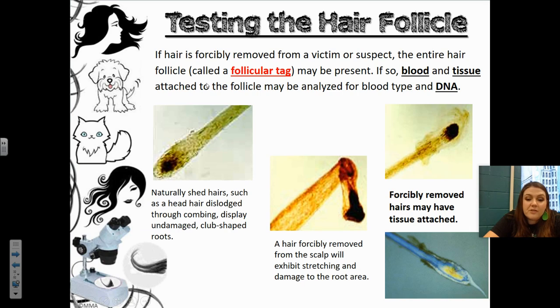Testing the hair follicle. This is something that we'll look at in the lab as well. If a hair is forcibly ripped out, so forcibly removed from the suspect or the victim, the entire hair follicle, the follicular tag, may be present. If so, blood and tissue attached to the follicle may be analyzed for blood type or DNA. Usually with hair you can't do this, but if you have the follicular tag, this little skin around the end of it, it's been forcibly removed, so there's tissue on it. It's not that the hair is DNA, it's that the tissue attached to the hair could have DNA in it. Hair forcibly removed may also look stretched. It's been pulled, yanked, and so it was stretched out. Naturally shed hair usually just looks nice and round like that.